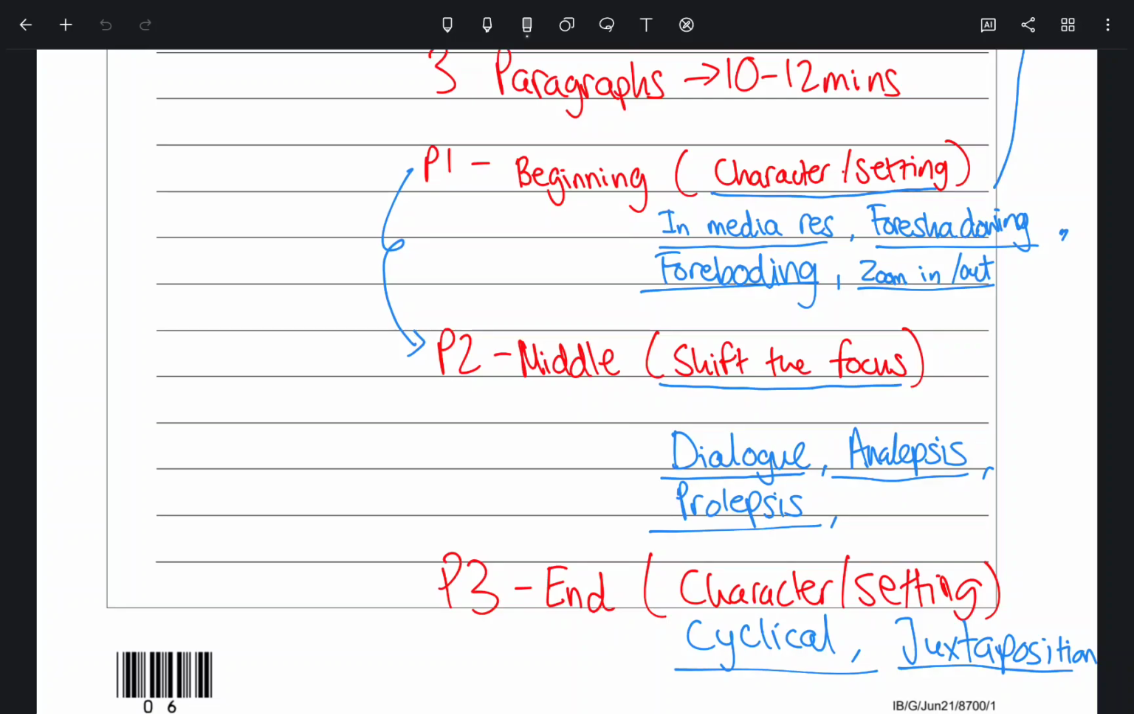As you can see, these are common structural features that you may find within your extract. So keep your eyes peeled. For paper 1, how the writer may use foreshadowing, foreboding, zooming in, zooming out, in media res.